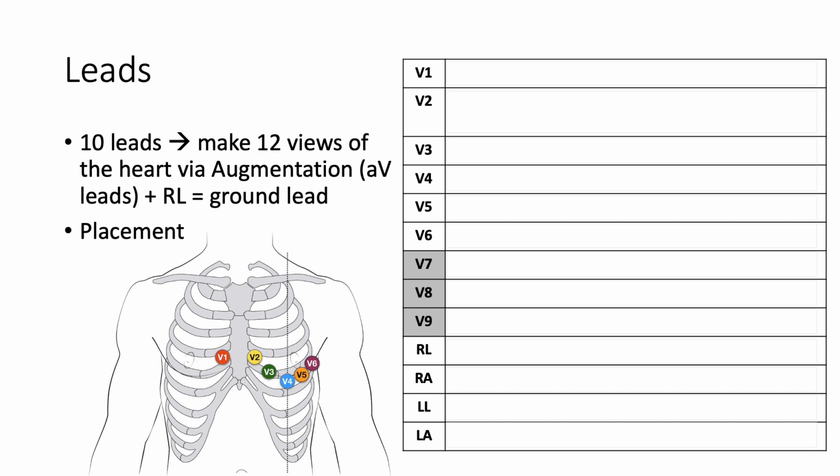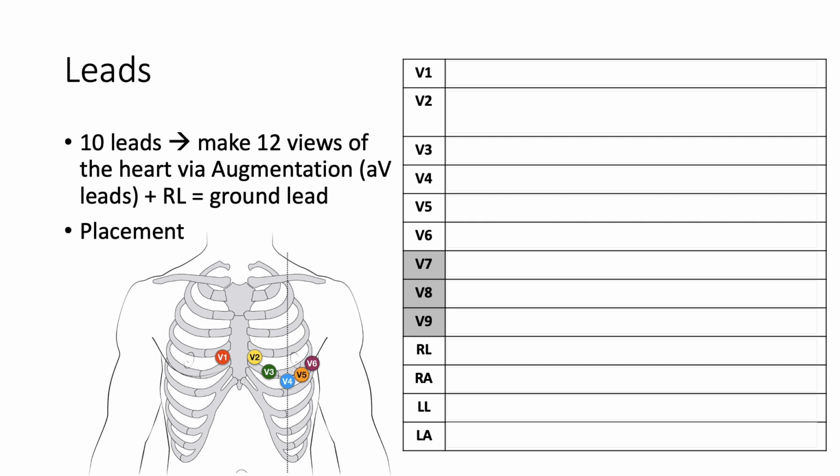And what I've written here is that technically you place 10 leads on the patient. So say you have these ones and these ones at the bottom. But it gives 12 views of the heart, and that's because they augment some of the leads, and essentially they do some maths and extrapolate extra information from the leads we already have, and they exclude the right leg, which is your ground or earth lead.